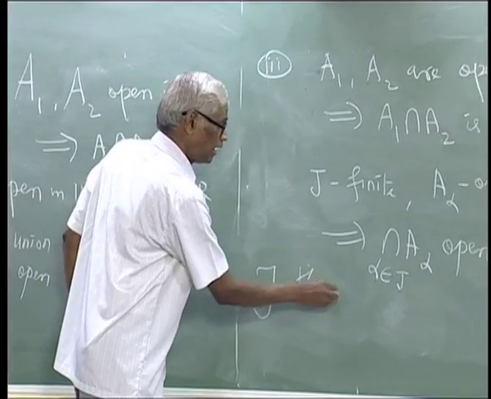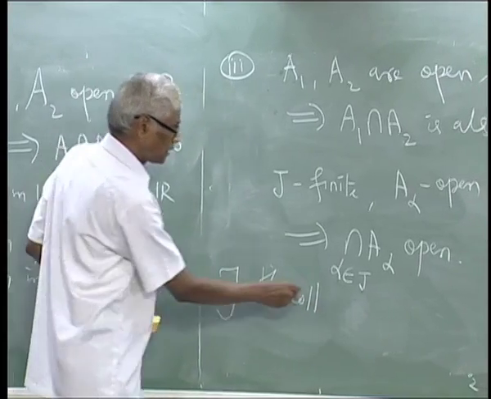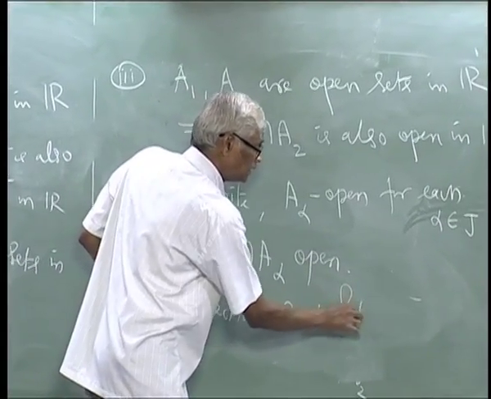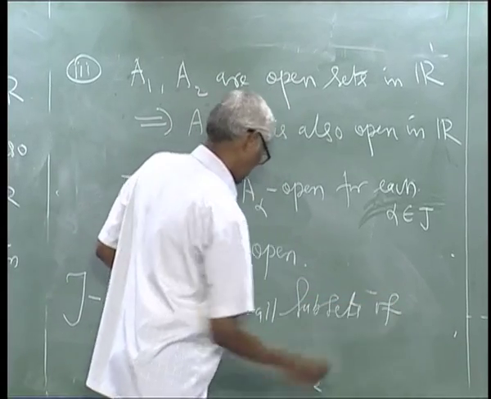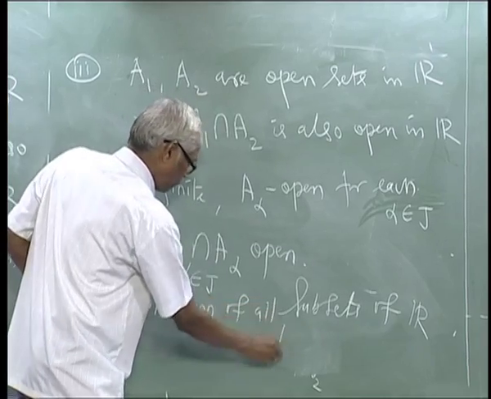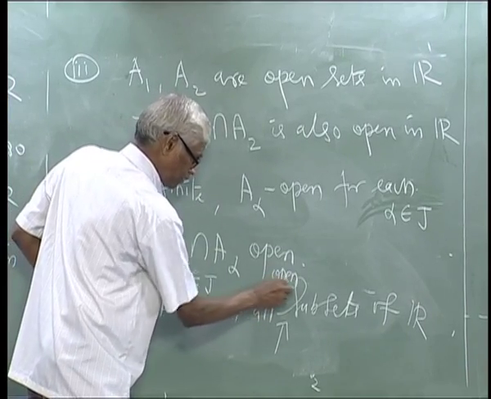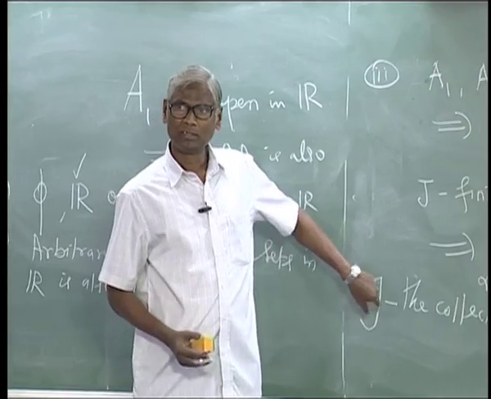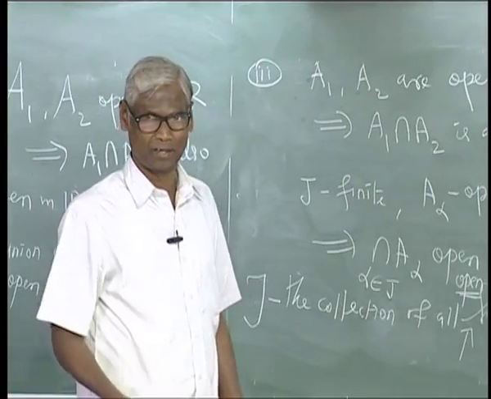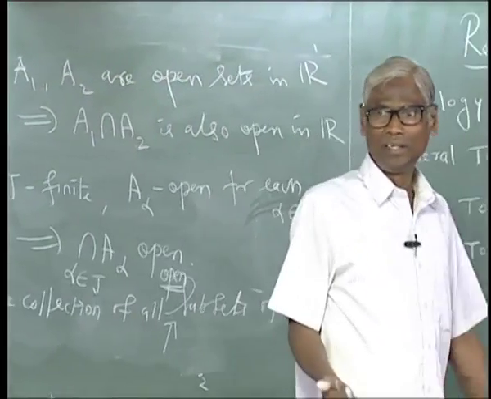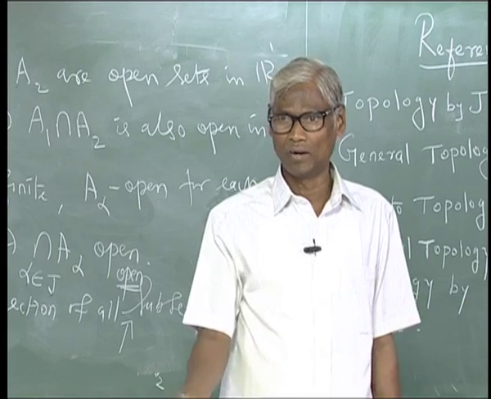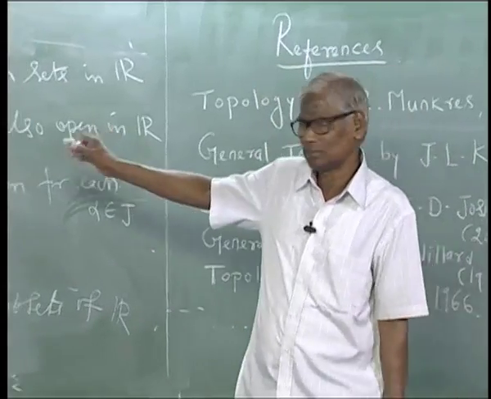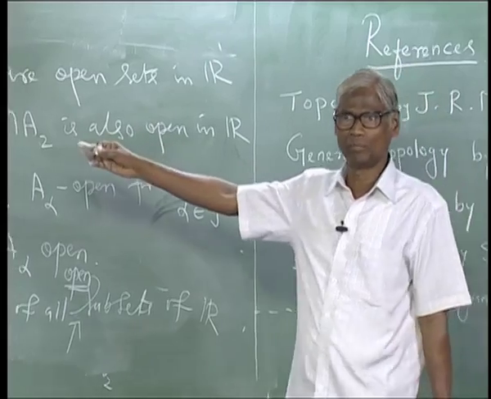Now we call the collection of all open subsets of R tau. If we call the collection of all open subsets in R tau, then that collection is closed under arbitrary union and finite intersection. This is the basic property of R.